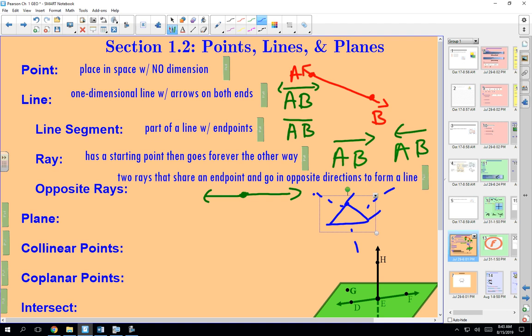But a plane, let's see what we have for a definition here, is a two-dimensional surface. And it's important to understand that it does keep going on forever in each direction. So two-dimensional surface for a plane.